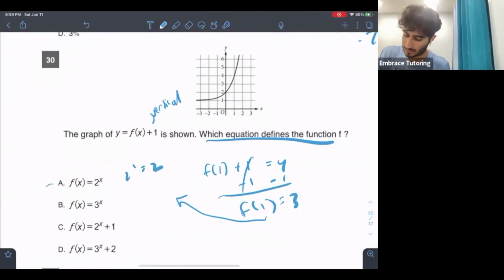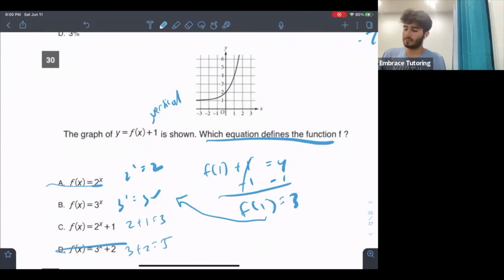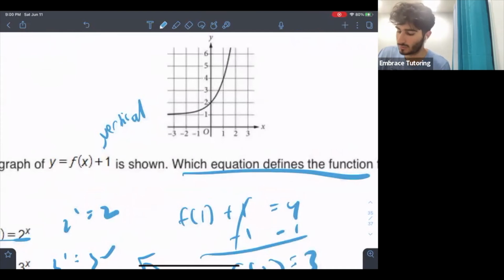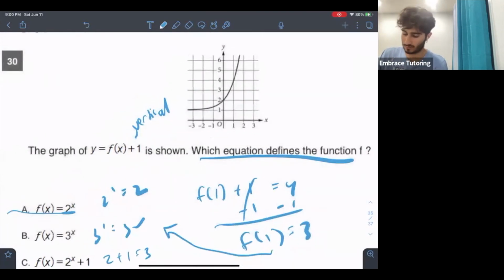2 to the 1 is 2, that's wrong. 3 to the 1 is 3, correct. 2 to the 1 is 2 plus 1, 3 also correct. 3 to the 1 is 3 plus 2 is 5. So these are eliminated. Now we can pick another point, 0 and 2. So f of 0 is 2.